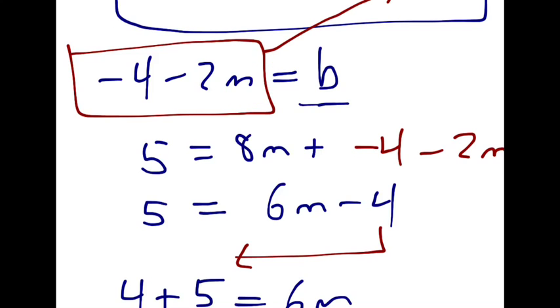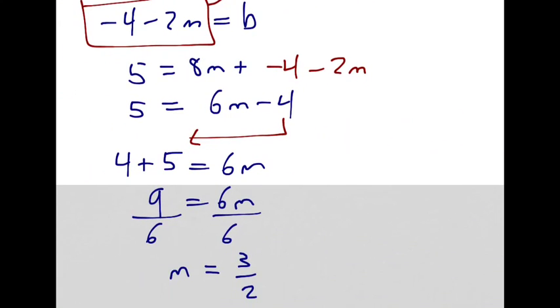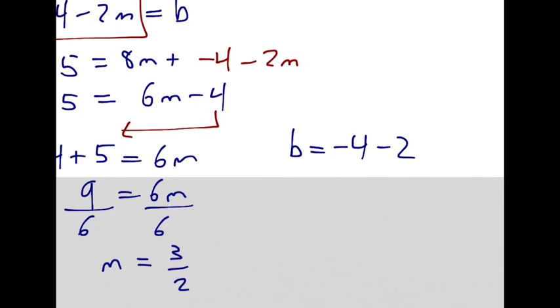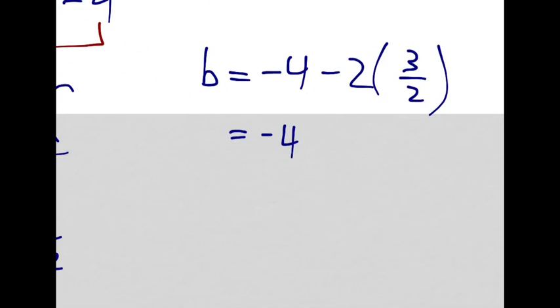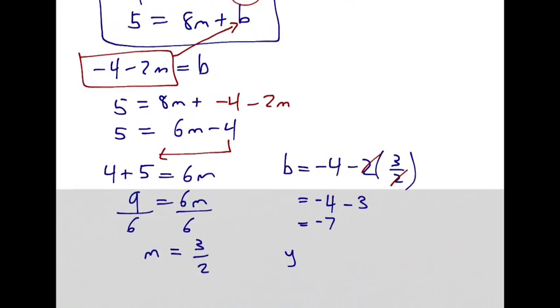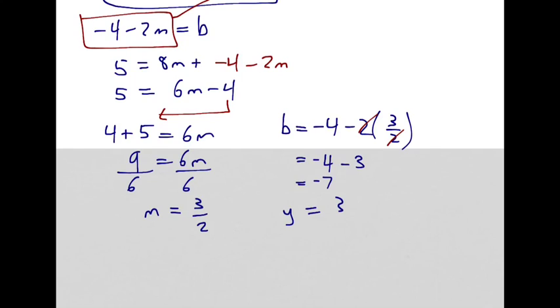Right? Because b is the y-intercept. So let's find that. b is equal to -4 minus 2 times that slope we got, 3 over 2. That would be -4 just minus 3. These 2's cancel, giving us -7. So the equation of the line that goes through the points (2, -4) and (8, 5) is y = 3/2 x minus 7. We found the slope and we found the y-intercept using our system.